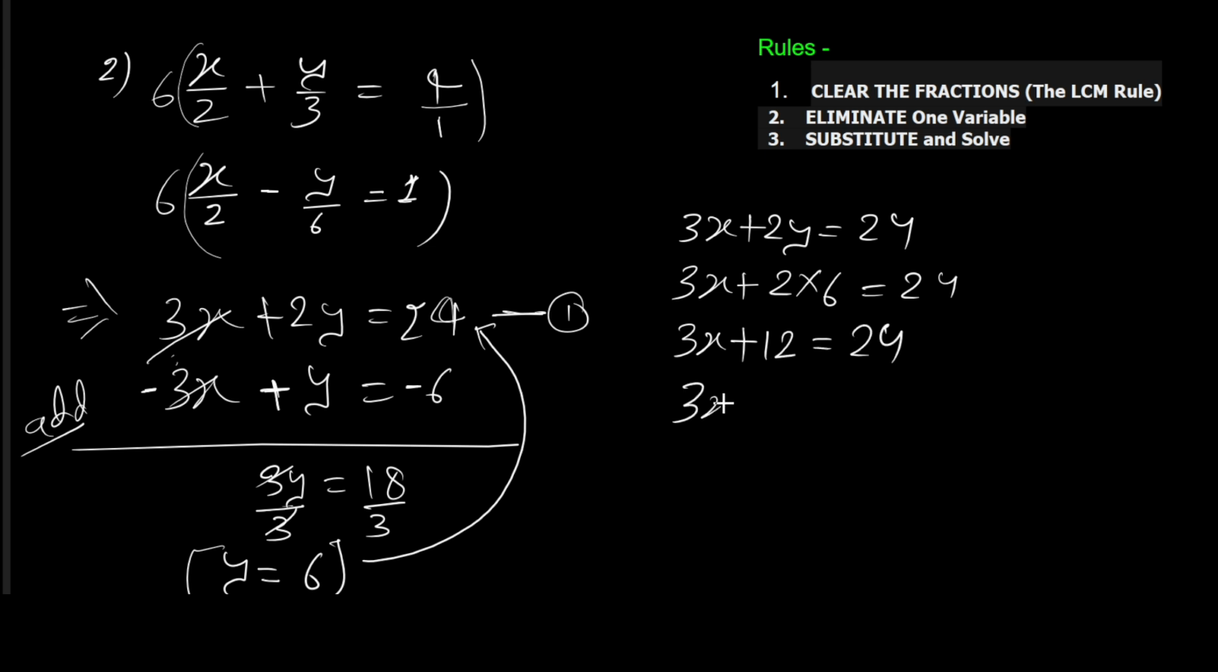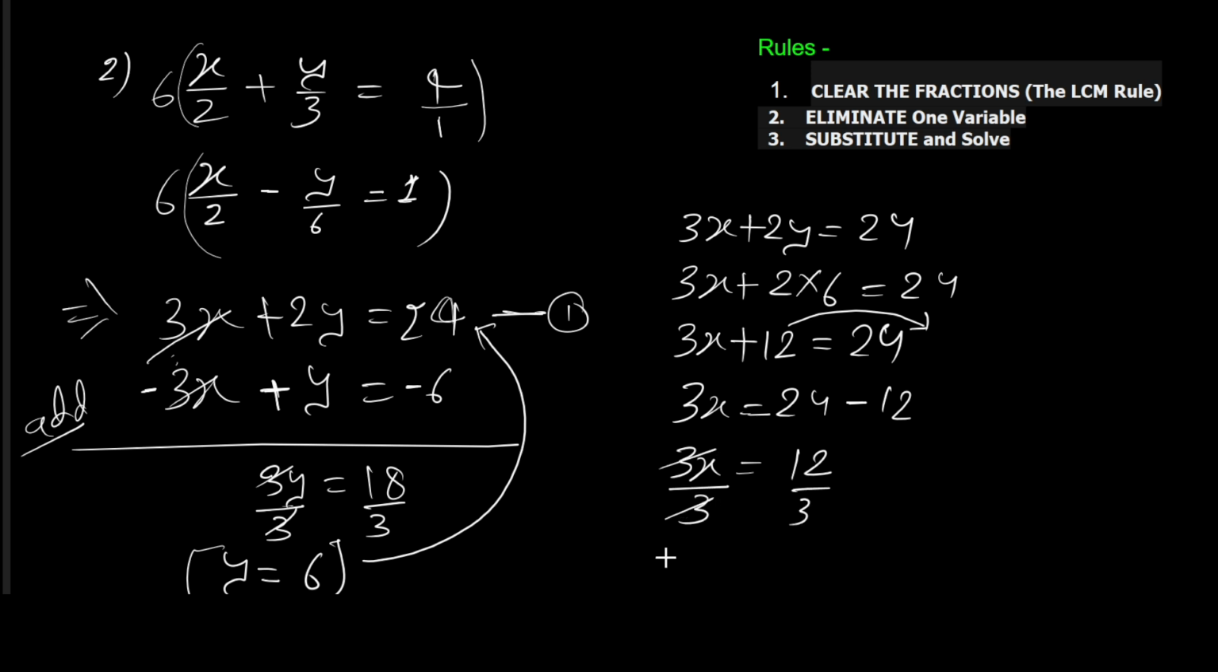So 3x equals 24. I'm going to take this 12 to the right side, so I'm going to subtract 12 from here. So 3x equals 24 minus 12, which gives us 12. To undo this 3, I'm going to divide both sides of the equation by 3.